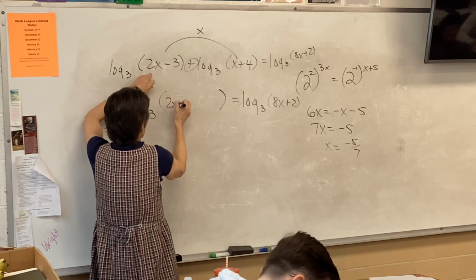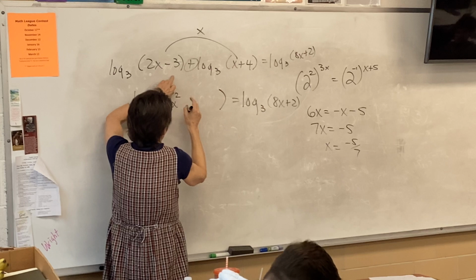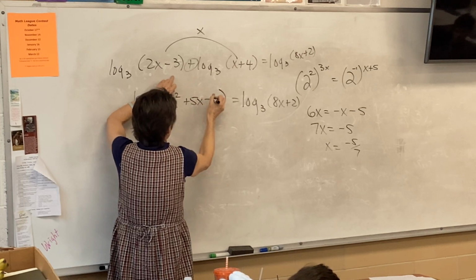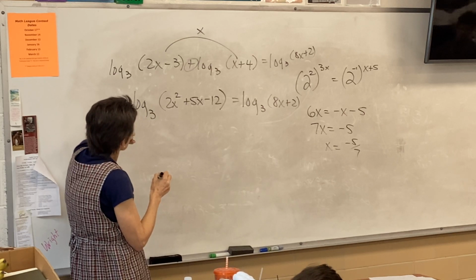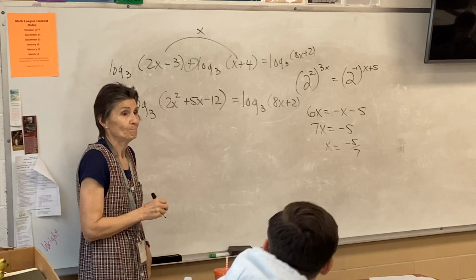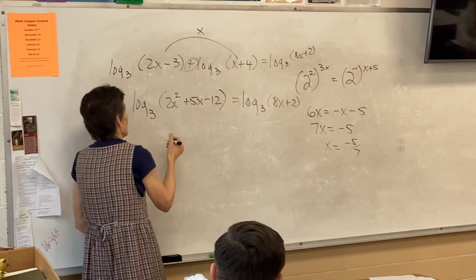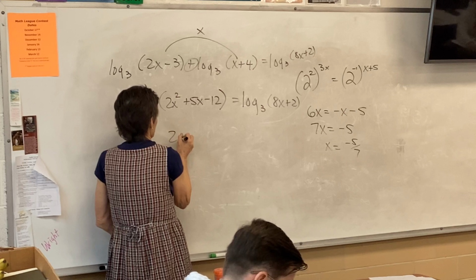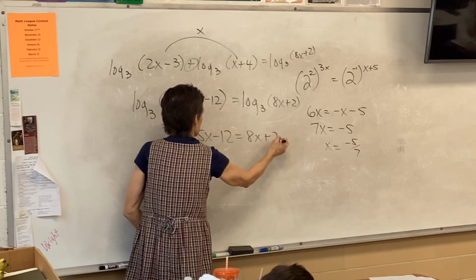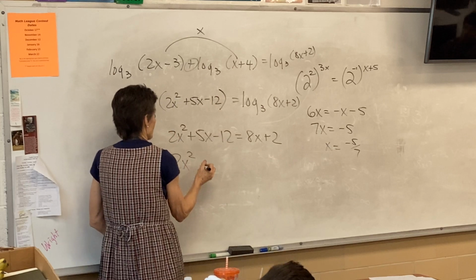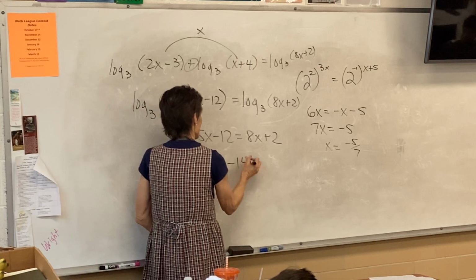So 2x squared plus 5x minus 12. And then what? And then we can cancel it out. So 2x squared plus 5x minus 12 equals 8x plus 2. 2x squared minus 3x minus 14.